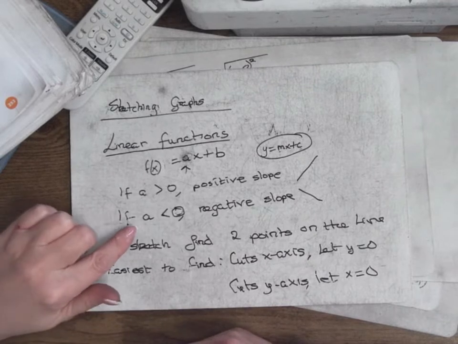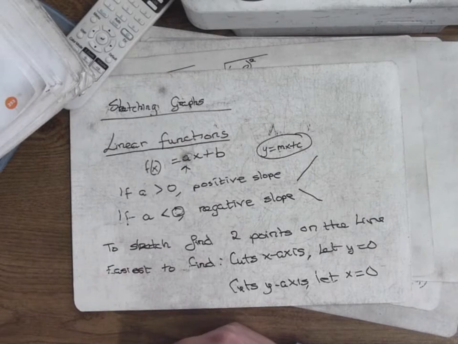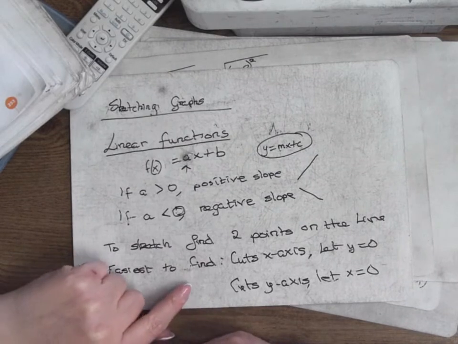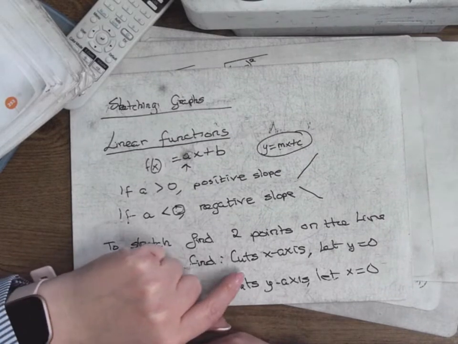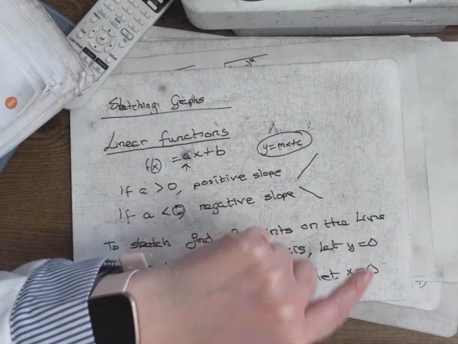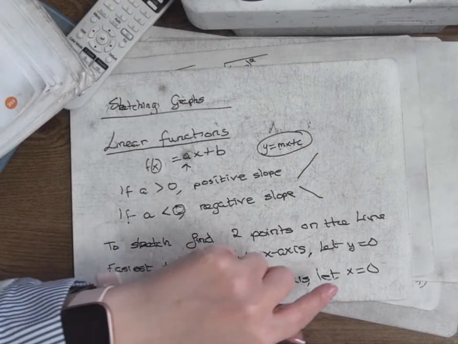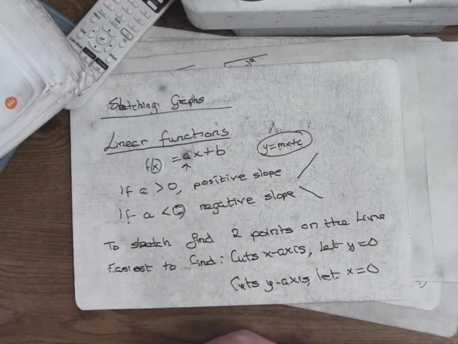So to sketch a line, find 2 points on the line. Any 2 points on the line. The easiest points to find are normally where it cuts the x-axis. So where the rule cuts the x-axis, let y equal 0, get a point. And then find out where it cuts the y-axis by letting x equal 0 and get another point. They are normally the 2 easiest points to find, but you can find any 2 points. You could let x equal 1, find out what y is. You could let x equal 10, find out what y is, okay?